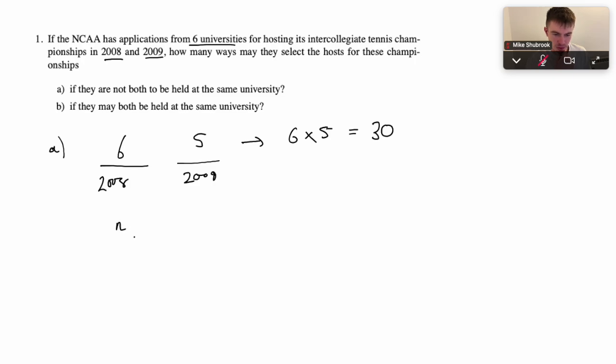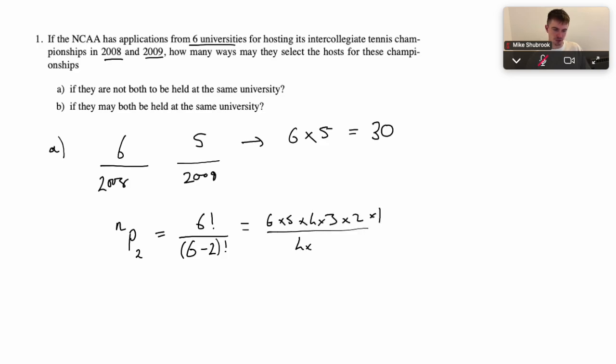Alternatively, we can think of this as taking the n objects and choosing 2 of them where the order matters. So therefore we have 6 factorial over 6 minus 2 factorial, which will be 6 times 5 times 4 times 3 times 2 times 1, divided by 4 times 3 times 2 times 1. So this cancels with this, and we're just left with 6 times 5, which again is 30. And then in part B, they're allowed to be held at the same university. So in the first year I have 6 choices, and the second year I have 6 choices. So the answer is 36.